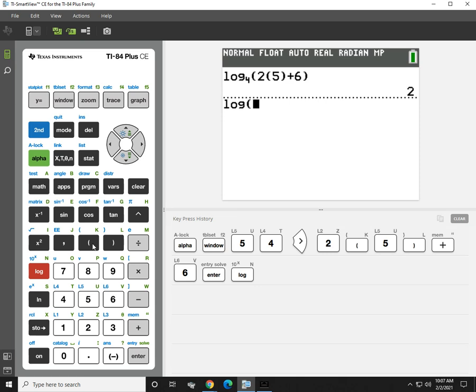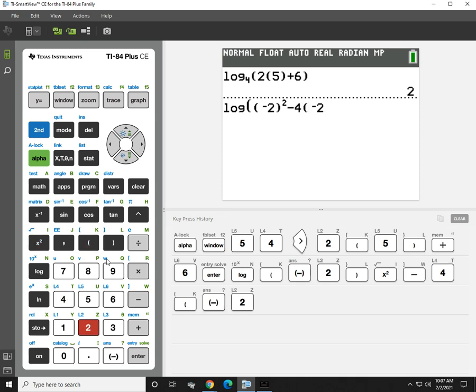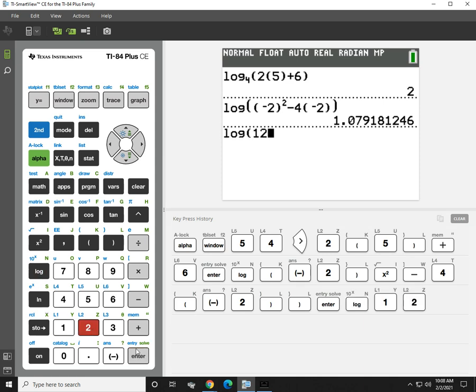But in parentheses, I'm putting negative 2 before I square it. And then it's minus 4 times negative 2. So there it is. It's x squared minus 4x. And since x is negative 2, that's how I'm plugging it in. Now push enter. And we're checking to see if that's equal to log of 12. So do log of 12. Are those the exact same numbers? Absolutely. So negative 2 is a true solution.